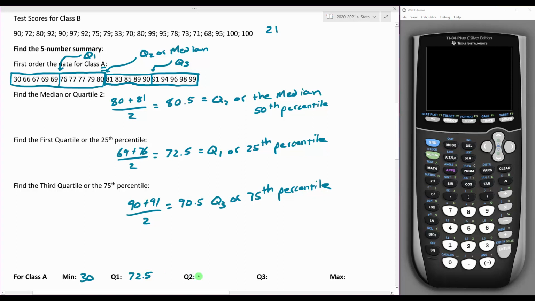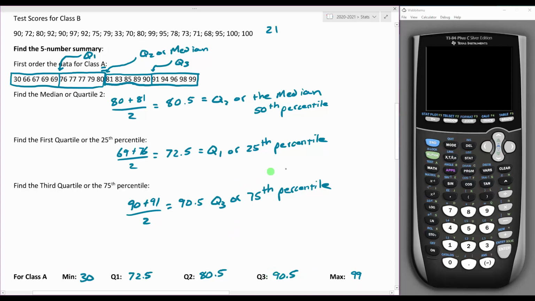Quartile 2, the median, was 80.5. And our third quartile, or 75th percentile, was 90.5. And then our maximum test score, the highest test score in the class, was a 99. All right, so there's my 5-number summary. That's how you find it by hand.